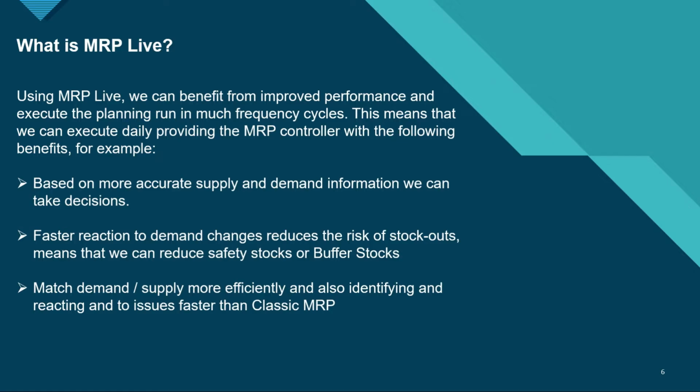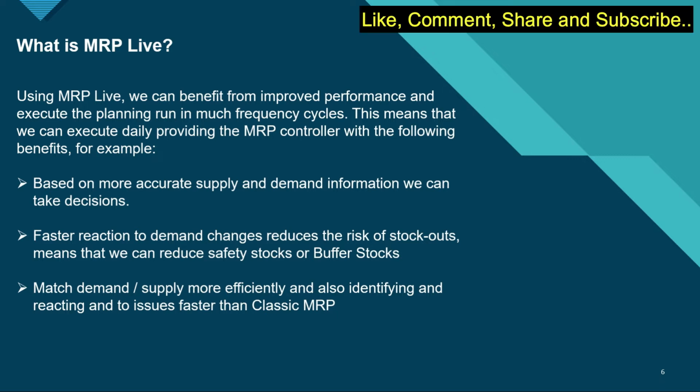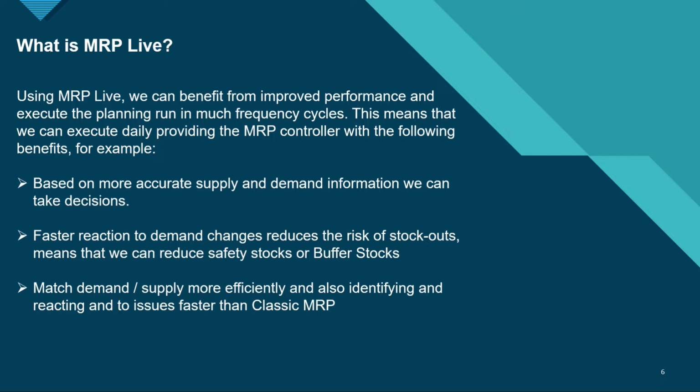There are a lot of benefits from MRP Live, from improved performance and execution of the planning run in much more frequent cycles. This means that we can execute daily, providing the MRP controller with the following benefits. It is based on more accurate supply and demand information. So we can have a faster reaction to demand changes, which reduces the risk of stockouts, which means that we can reduce safety stocks or buffer stocks. We can match demand and supply more efficiently, and also we can identify and react to issues faster than the classical MRP.